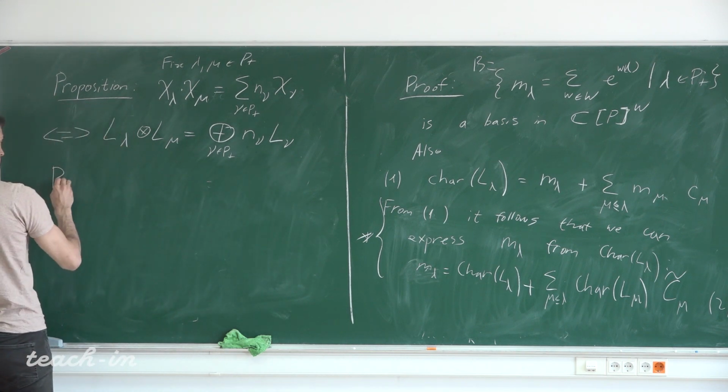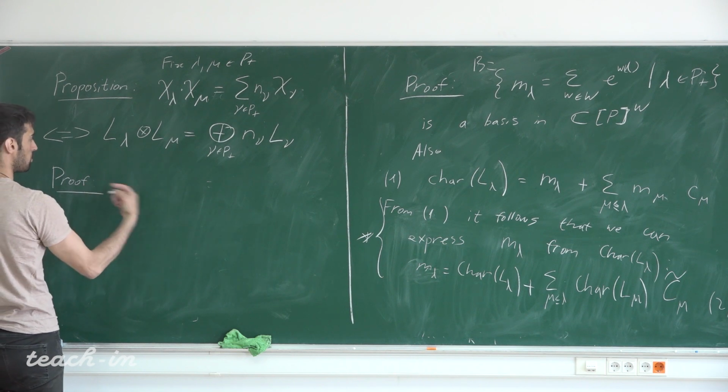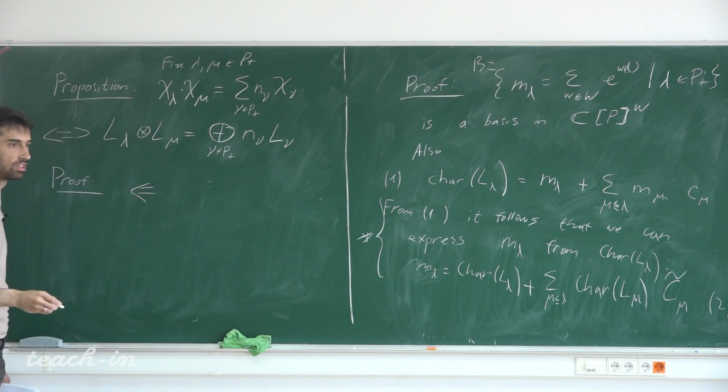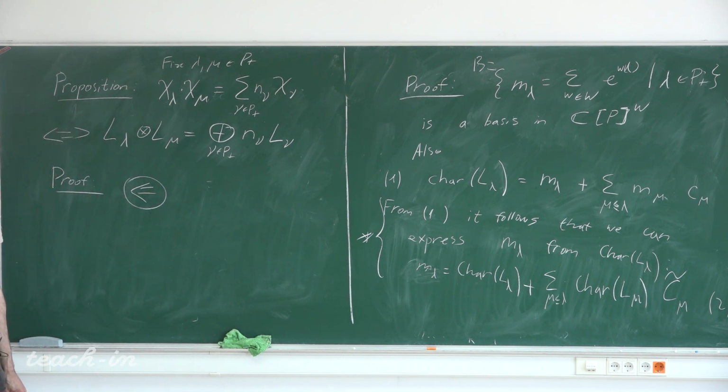Proof. Easy direction is this one. They're all easy, but this one is easier. This one just follows from the definition of characters.